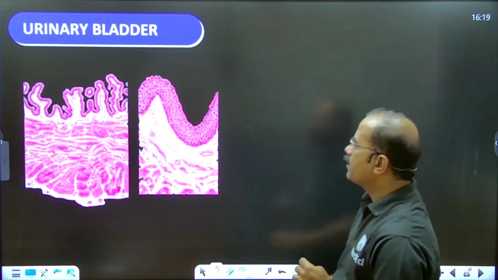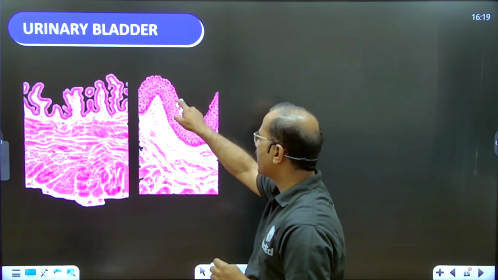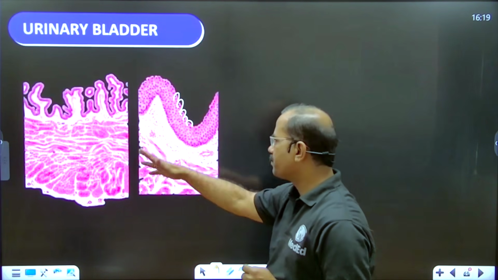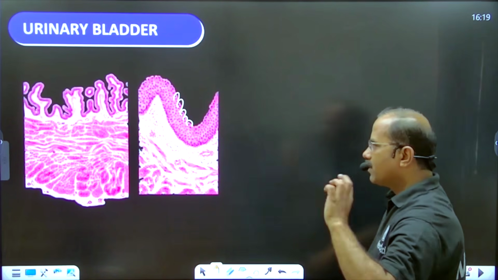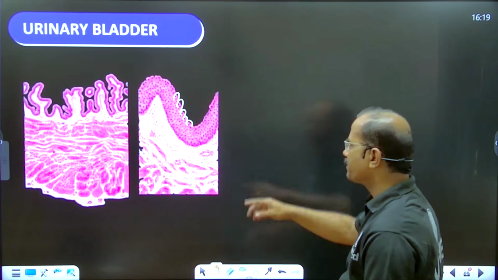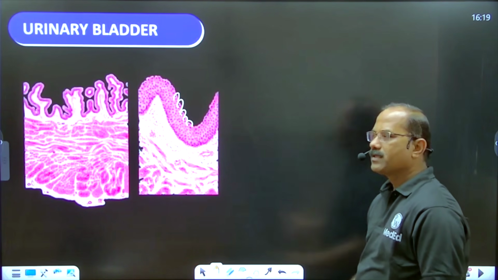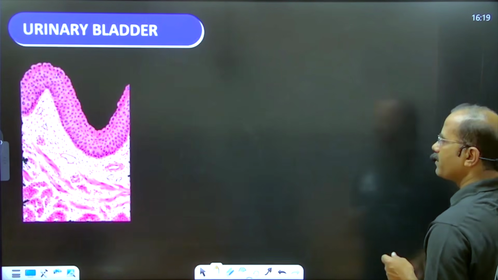Now look at this. You get these umbrella-shaped cells, which are characteristic of transitional epithelium, with plenty of muscles here. Smooth muscles, circular and longitudinal, and you get a transitional epithelium. So this is a slide of urinary bladder.